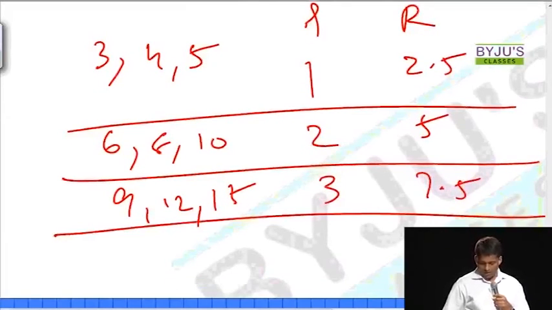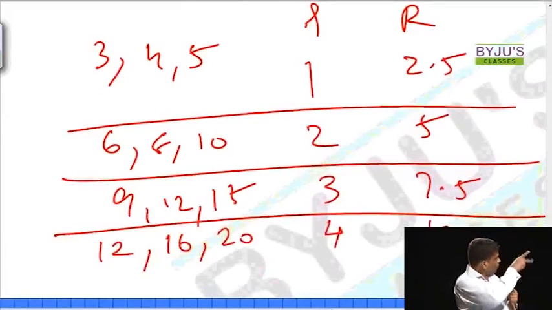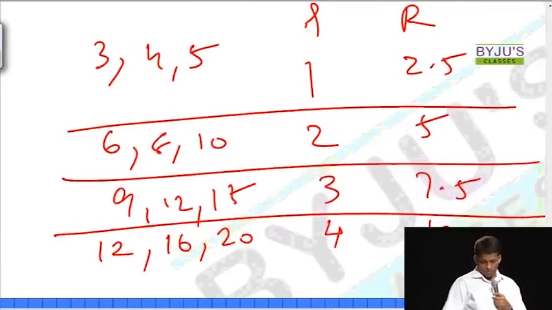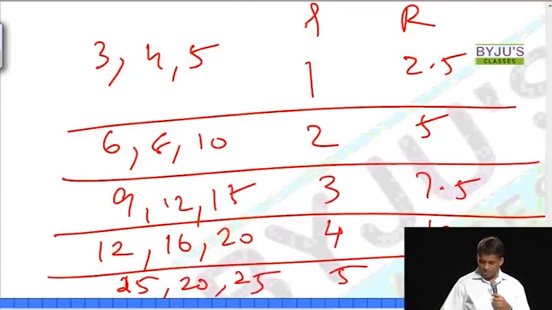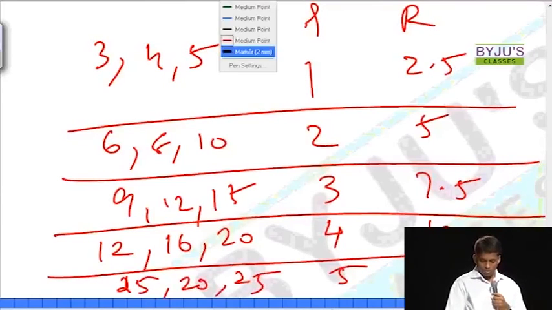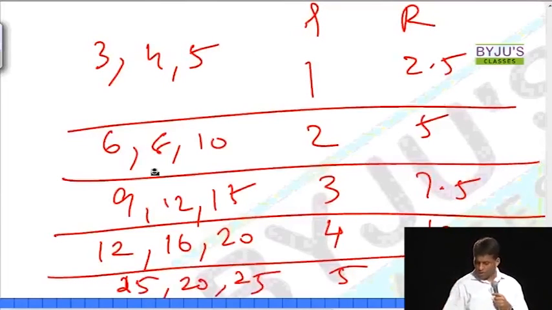And if it is 12, 16, 20, the inradius will be 4 and the circumradius will be 10. That's with the multiple of 2.5. And in 15, 20, 25, this will be 5 and this will be 12.5. So, by the time you take the paper, you will take only this much time.